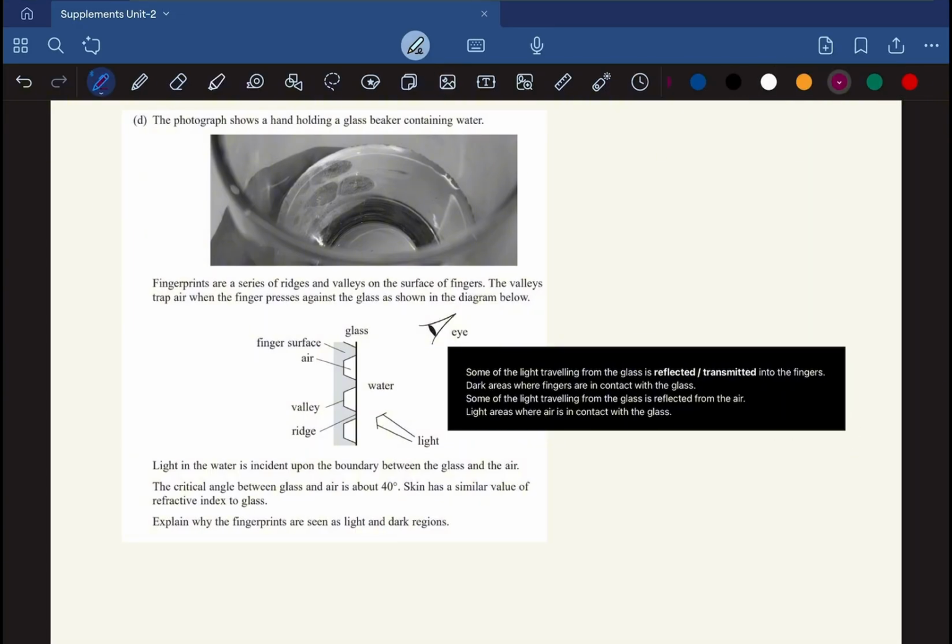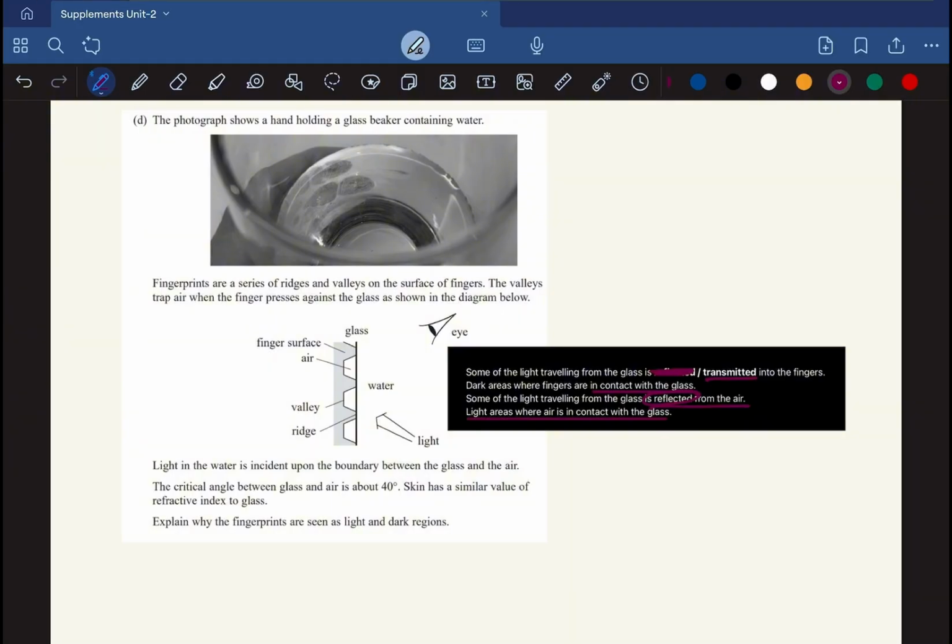It says some of the light traveling from the glass is not going to be reflected, actually, sorry, this is going to be transmitted into the finger. Dark areas where fingers are in contact with the glass, because at that place it doesn't reflect. This is not going to be our answer. Only the transmitted part is correct. It says some of the light traveling from the glass is reflected from the air. Here it is reflected, that's why we can see light or bright areas where there is no contact with the glass.